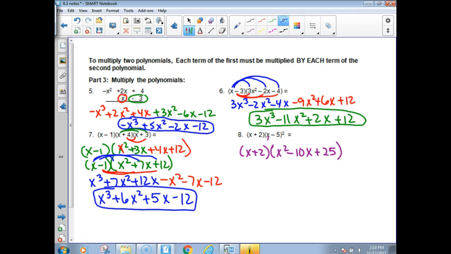Now I'm going to do my double distribution. I multiply through by x. That will give me x cubed minus 10x squared plus 25x. Then I'll distribute through with 2. I'll have positive 2x squared minus 20x plus 50.